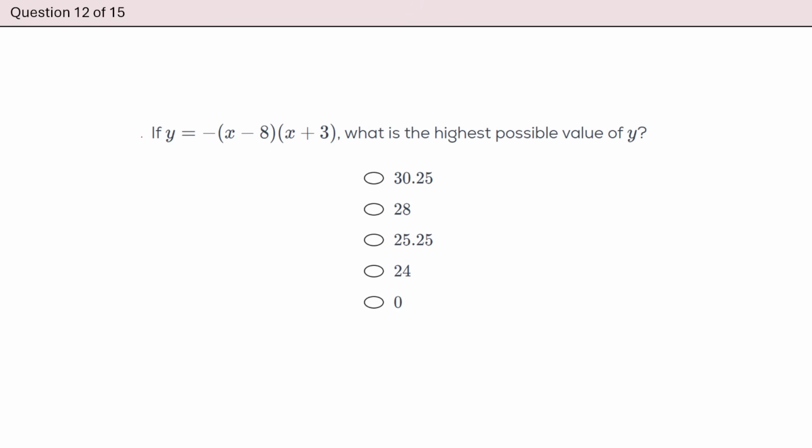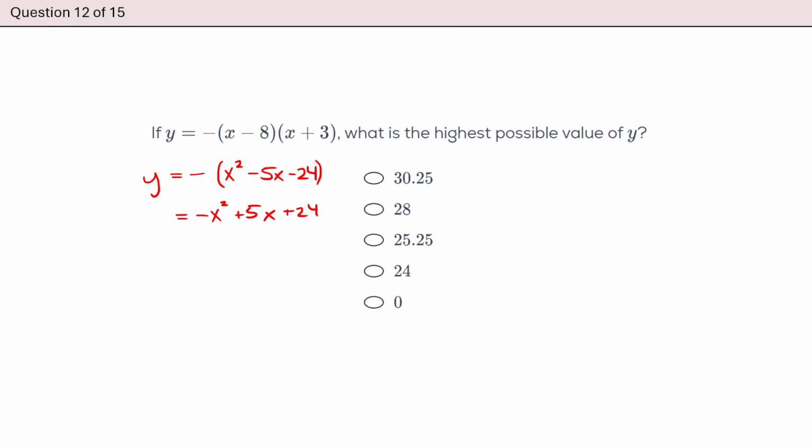One thing you could do is multiply it out into the quadratic, right? So we have negative, and then if we multiply this out, FOIL, it's going to be x squared minus 8x plus 3x, so minus 5x, and then finally minus 24. And then if we distribute the negative, we get negative x squared plus 5x, and then plus 24. So how do we find the highest point here? You could do calculus where you take the derivative, but of course that's not required on the GRE.